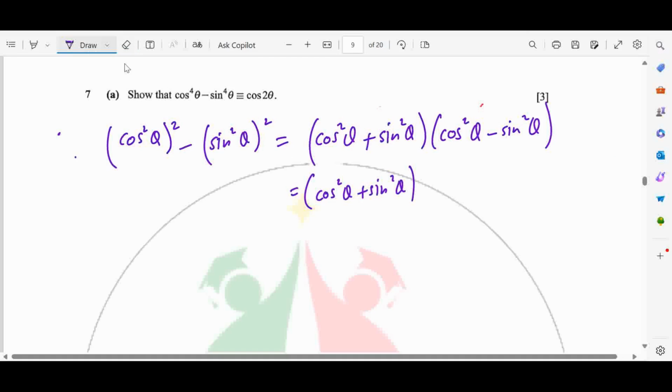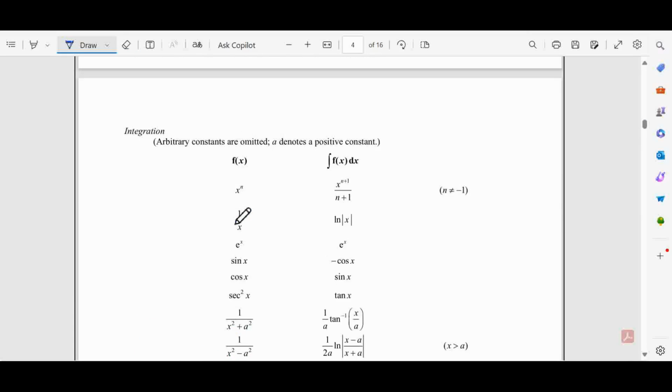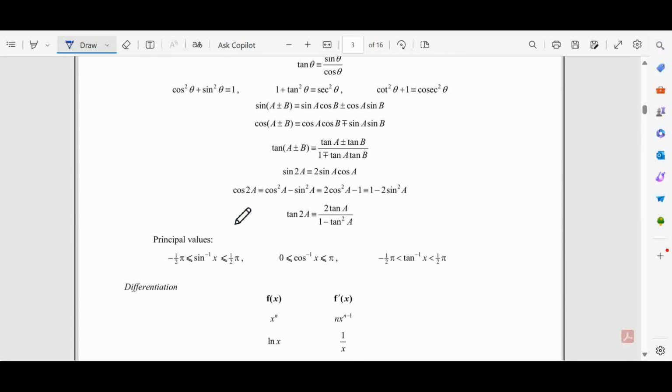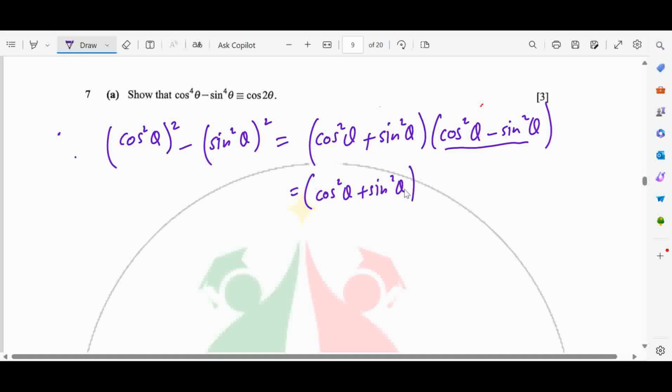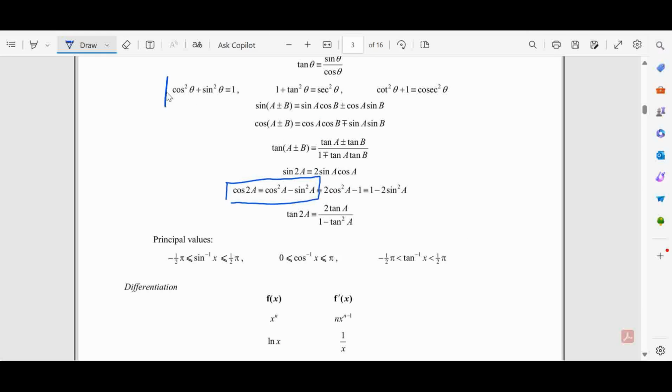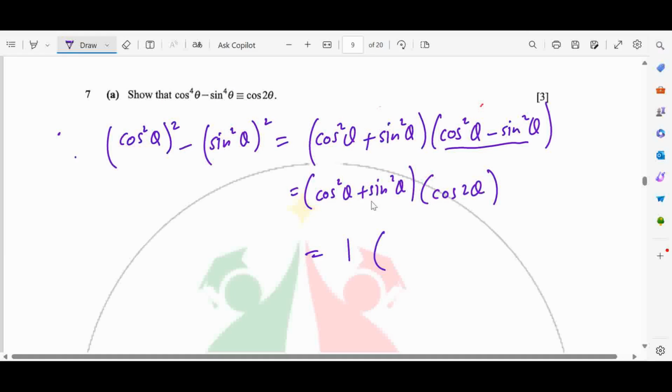Let me check this one, that this whole thing is equal to what? We have to check the formula sheet here. Yes, this one, the first formula, cos square theta minus sin square theta is equal to cos 2 theta. So we can replace this one as cos 2 theta, and from here this one is equals to 1, because in the formula sheet this thing is equals to 1. So that is why this one will be the final answer. Let's move to the next question.